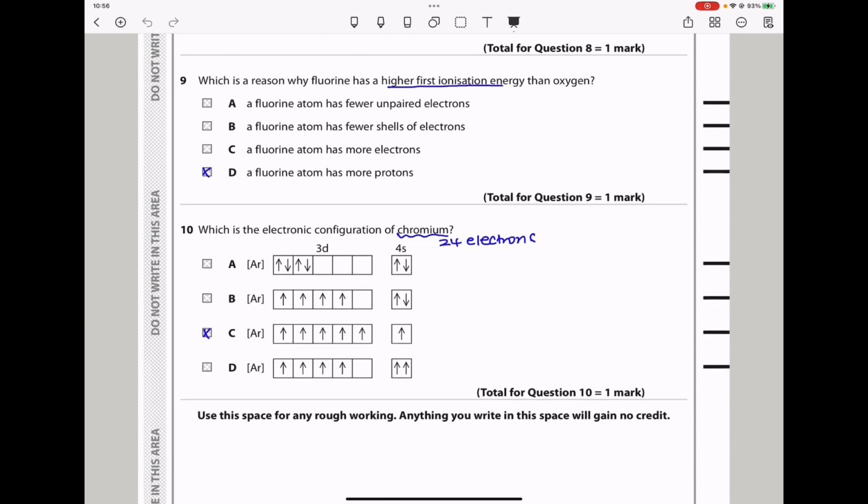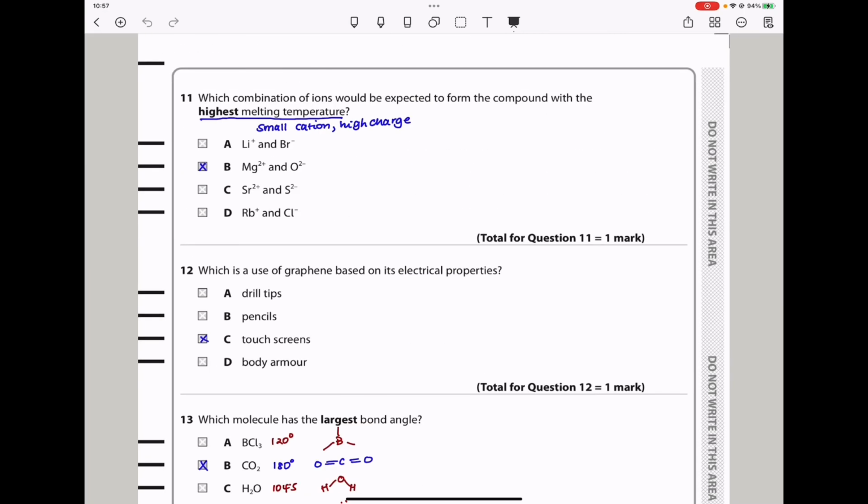Question 10. Which is the electronic configuration of chromium? Chromium has 24 electrons, so the configuration should be this. Moving on. Question 11. Which combination of ions would be expected to form the compound with the highest melting temperature?